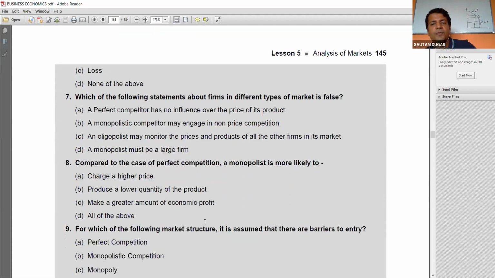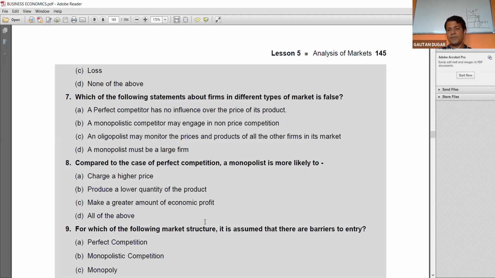Number 7. Which of the following statements about firms in different types of markets is false? The false statement. A is correct. The perfect competitor has no influence on the price of the apples. Monopolistic competitors compete not on the basis of price, but on the basis of non-price competition. And oligopolists will monitor the price and products of all the firms in the market. That's also true.